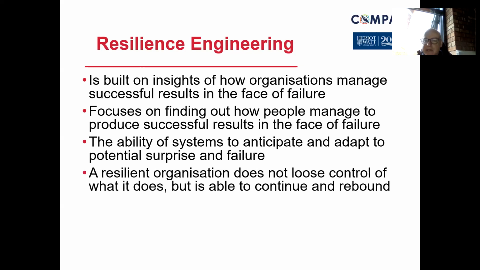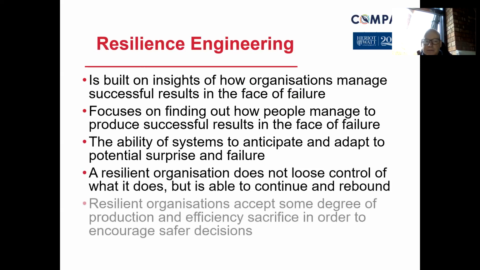A resilient organization doesn't lose control of what it does, but it is able to continue and rebound. Yeah, so that's within the term resilience itself. Resilience is how quickly can you bounce back after an incident? You know, the elasticity, should we say. Here it's saying the organization doesn't lose control of what it does, but it's able to continue and rebound because they've got the systems, the management systems in place, the people in place to adequately resource the response.